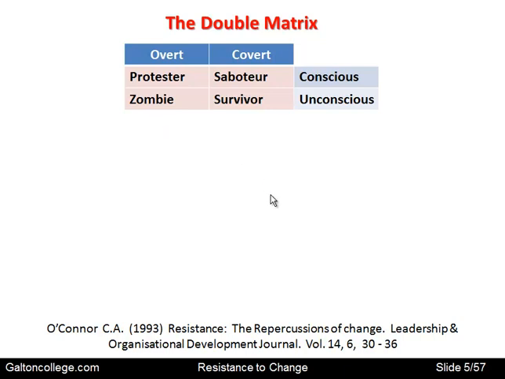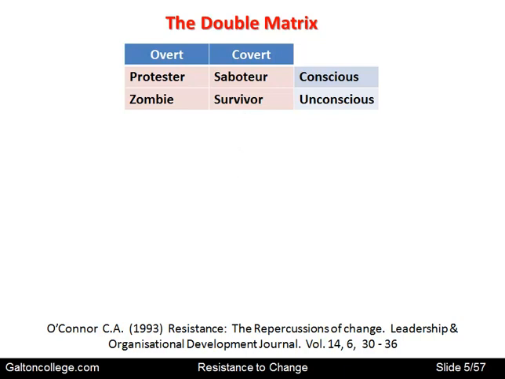They're zombies. And then we've got the covert, the people who are planning against the change, and they're also unconscious. These are the survivors.